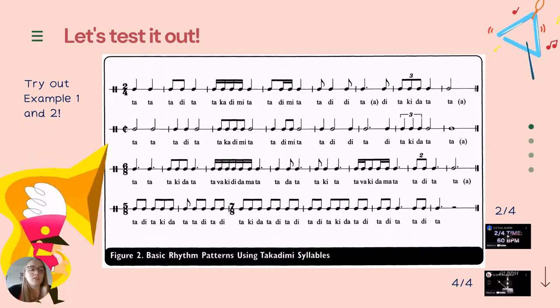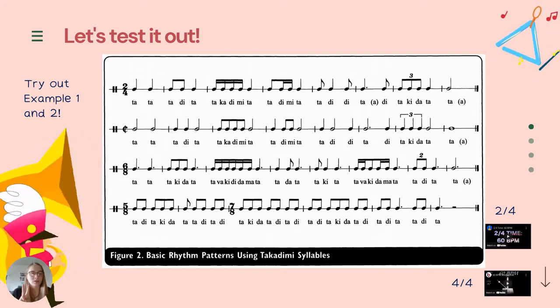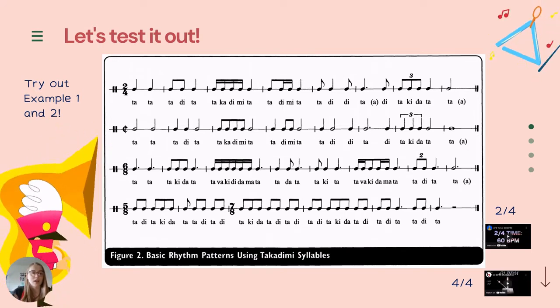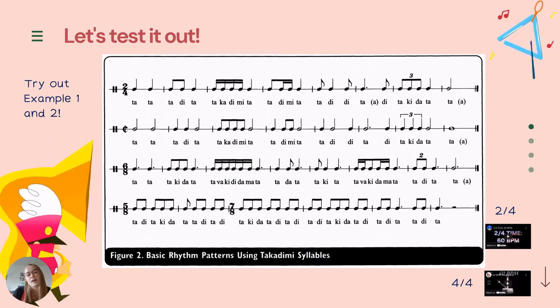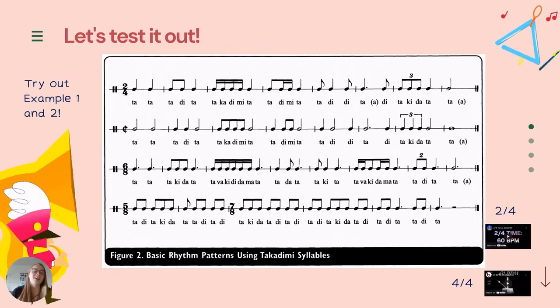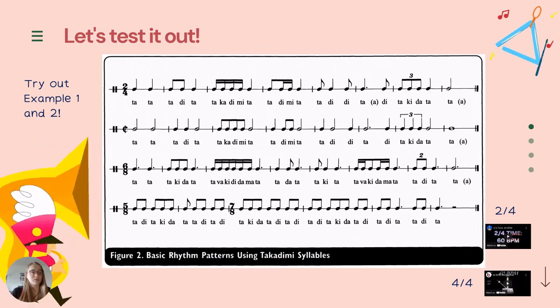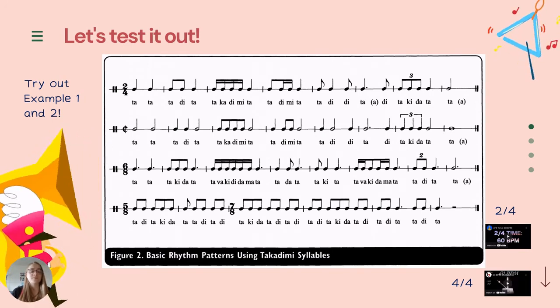Does anyone know what 2/4 means? It means we're going to have 2 quarter notes as our beat. So ta, ta, like 1, 2, right? All right, let's work on the first example. I'm going to say it first, and then I'm going to give you time to respond, okay?